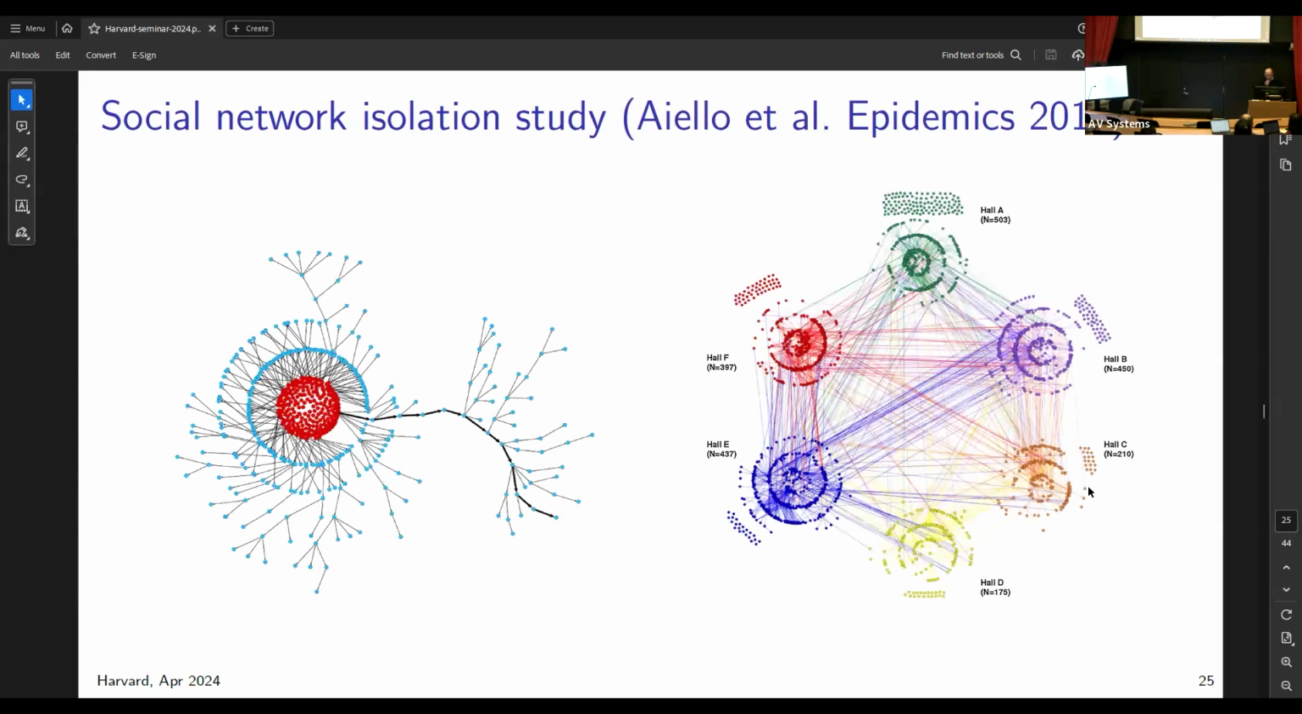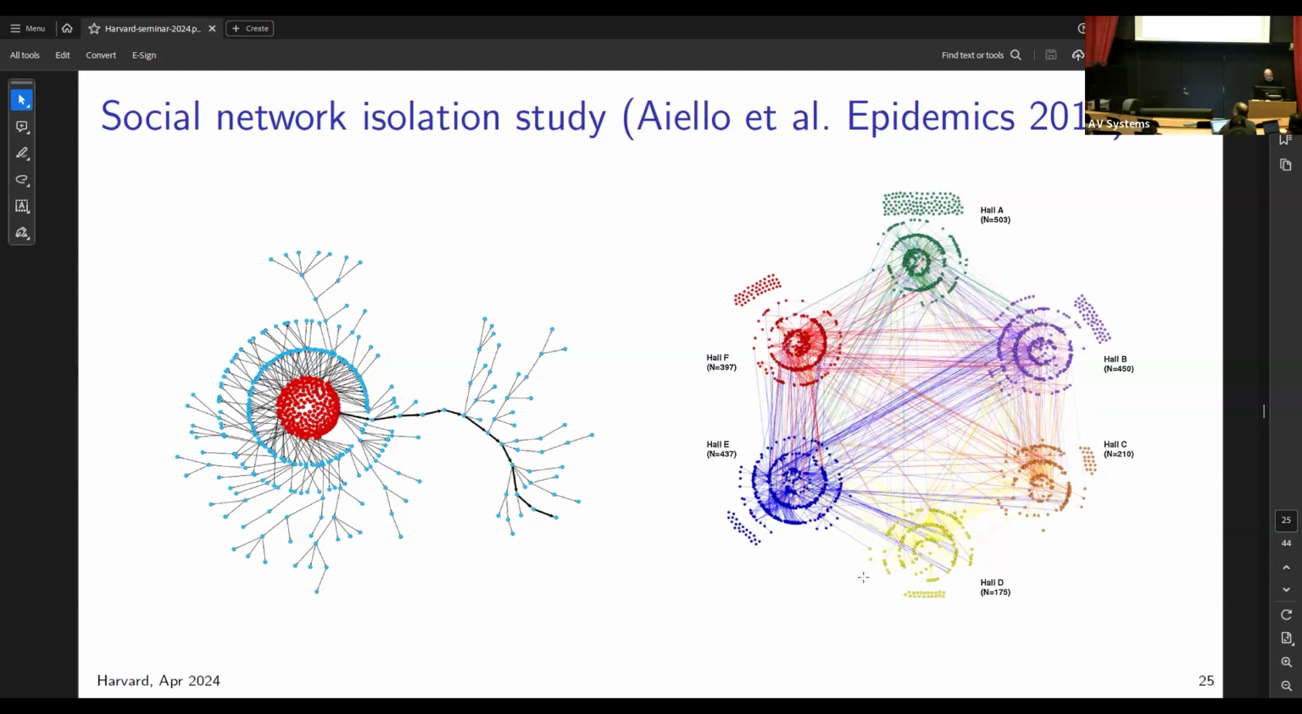This is data from an RCT that was done about 10 years ago by Alison Aiello. She's a professor of epi at Columbia. She was at UNC. This study took place in a large university in the Midwest. The exposure or treatment was to self-isolate in your dorm room when you developed influenza-like illness symptoms. And then the outcome was looking at influenza-like illness in the participants.